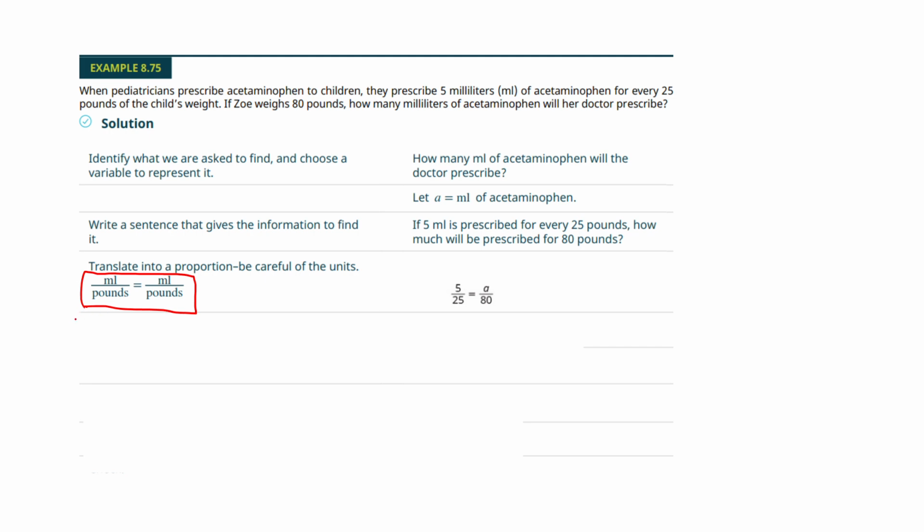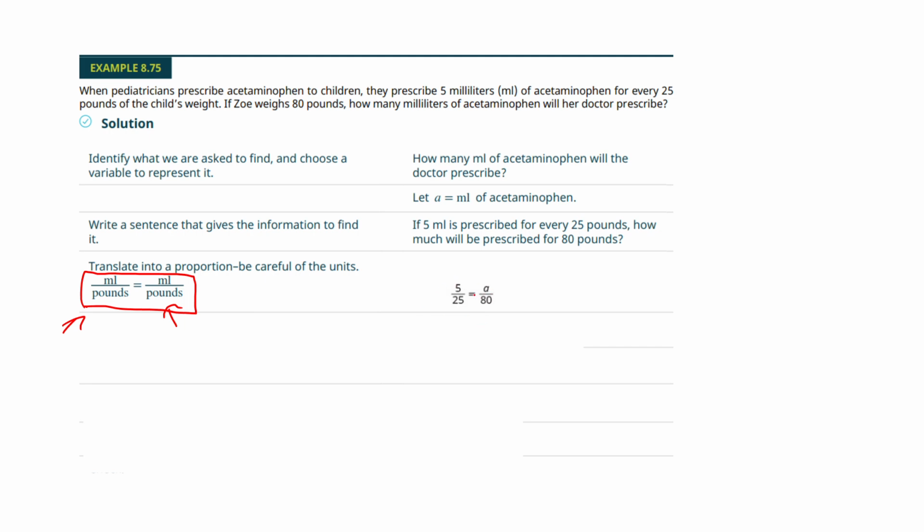So we're going to know one of the ratios, but the one on the other side, there's an I don't know involved. And the only thing that you've got to make sure you do is match up the pounds and pounds and milliliters. Don't flip it, or else you're not going to get the right answer. So they're telling us here we've got 5 to 25. Now Zoe weighs 80. Well, that's her pounds. But what we don't know is how much of this acetaminophen, Tylenol, we're supposed to give her.